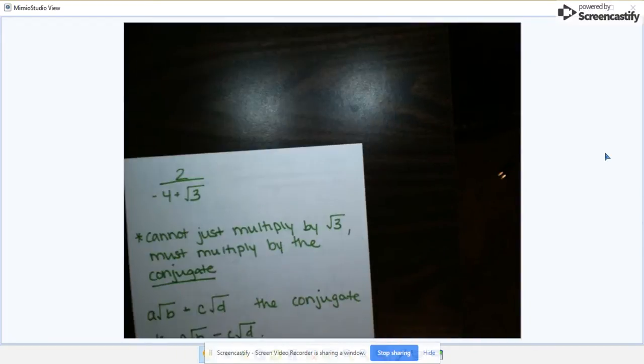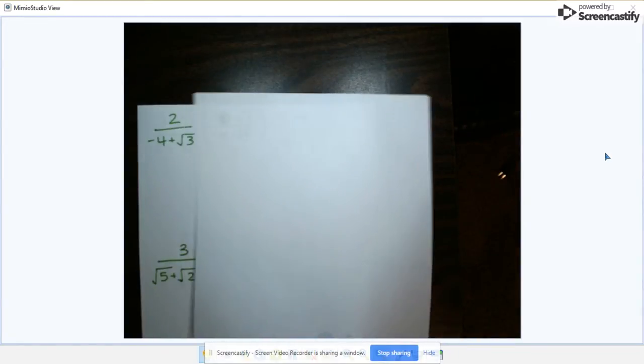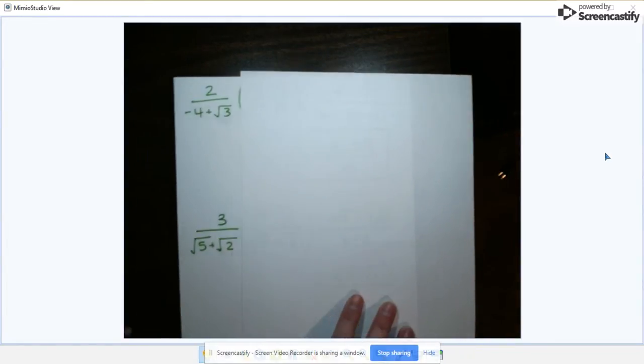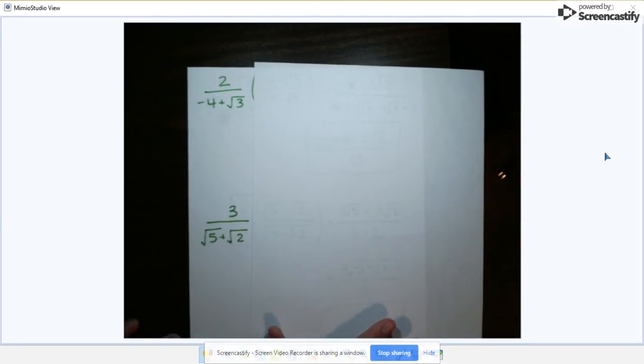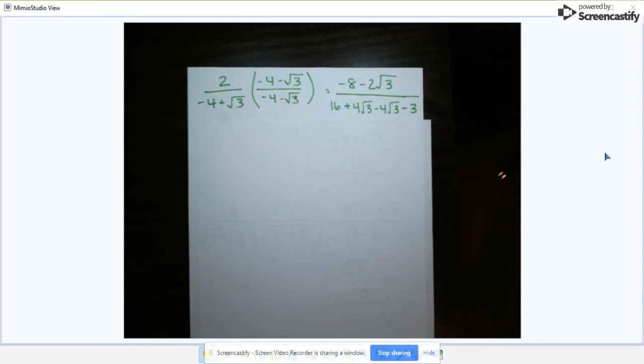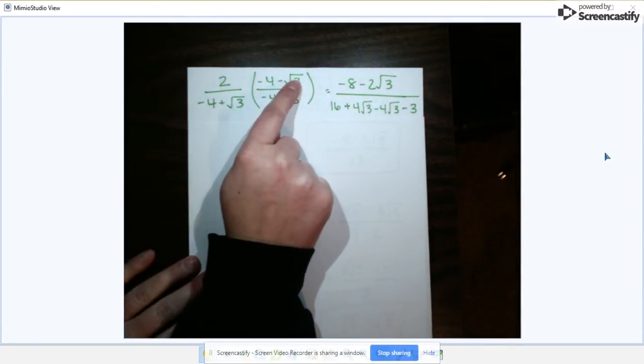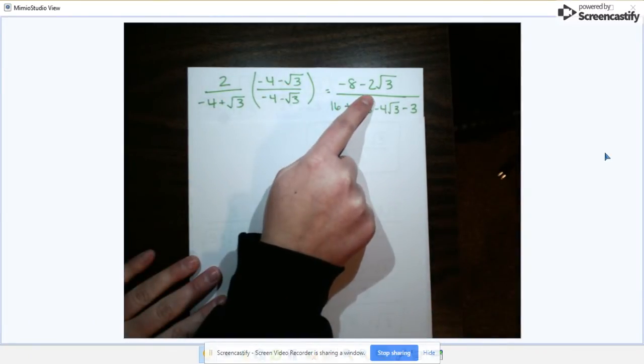So we're going to take this example, 2 over negative 4 plus the square root of 3, and we're going to solve that. We multiply by our conjugate over our conjugate. So negative 4 minus root 3 over negative 4 minus root 3. And then your basic multiplication rules apply. So we're going to distribute this 2 to both pieces. So I get a negative 8 minus 2 root 3.